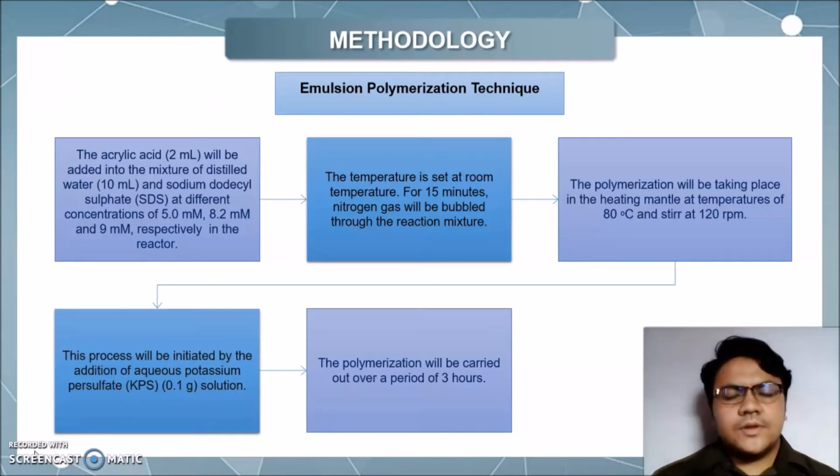The polymerization will take place in a heating mantle at a temperature of 80 degrees Celsius and stirred at 120 rpm. This process will be initiated by the addition of 0.1 gram aqueous potassium persulfate solution. The polymerization will be carried out over a period of 3 hours.